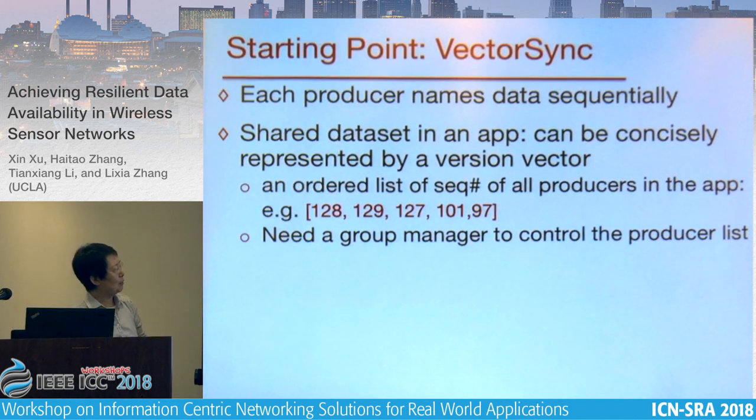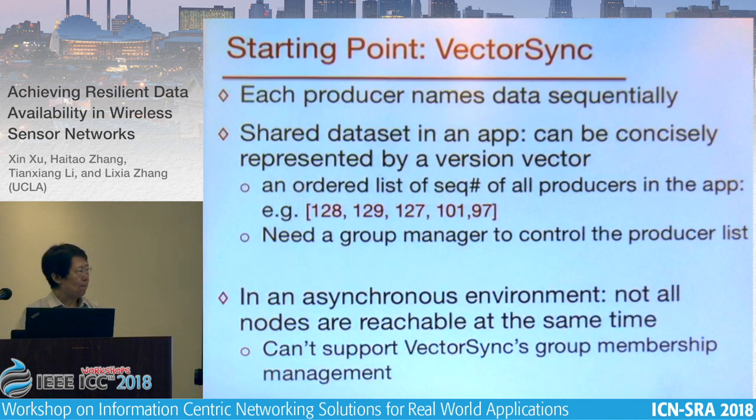But this vector has one problem, that is, it's just numbers. So therefore, you have to know which number is for which producer. So VectorSync developed a pretty elegant group management scheme: self-elect a group manager that controls the order. So here is the order of all the producers. Then when you try to synchronize, you just send the list of numbers. And this is a grid. You can just sync up in one step.